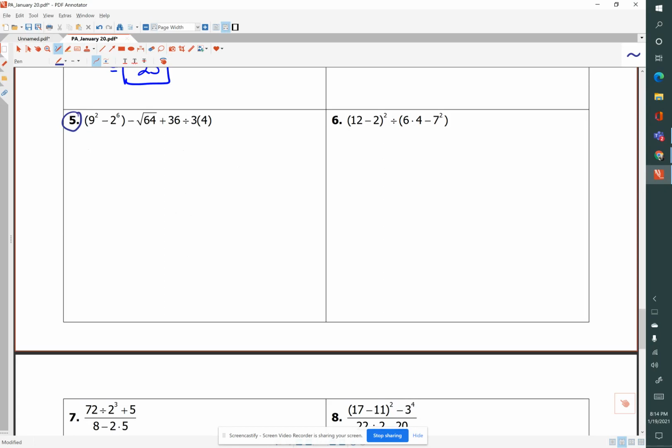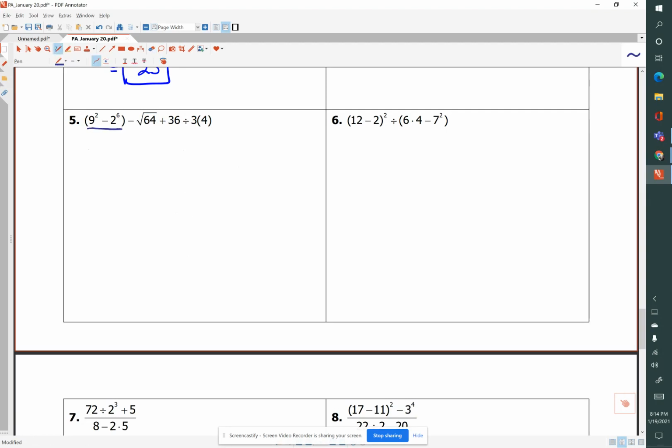Okay, here you're going to see where it's really important to work from left to right carefully. We've got a grouping symbol, parentheses, around 9 to the second power minus 2 to the sixth power, minus the square root of 64 plus 36 divided by 3 times 4. Be very careful as we work these. So let me clean that up so we can see it better.